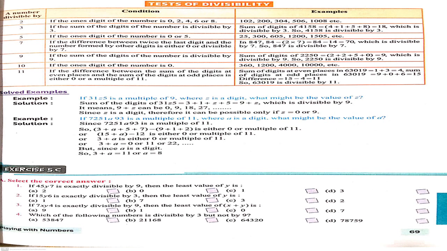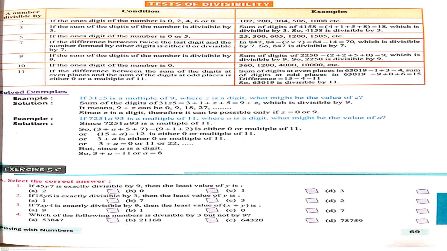Now 9. If the sum of the digits of the number is divisible by 9. So sum of digits of 2250. So इनको हम प्लस करेंगे. So 9. So 9 is divisible by 9. Therefore this number is also divisible by 9. Now 10. If the ones digit of the number is 0. So 360, 1200, 4000, 10,000, etc.